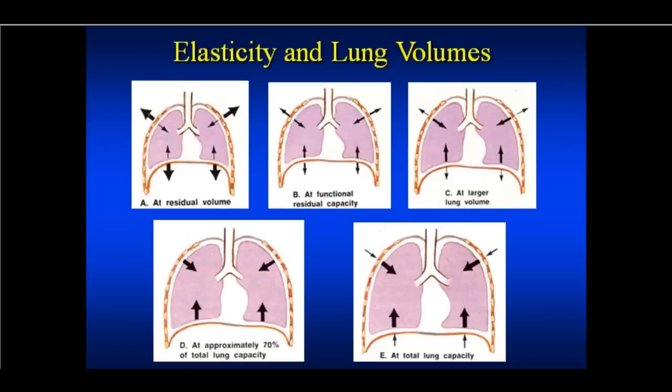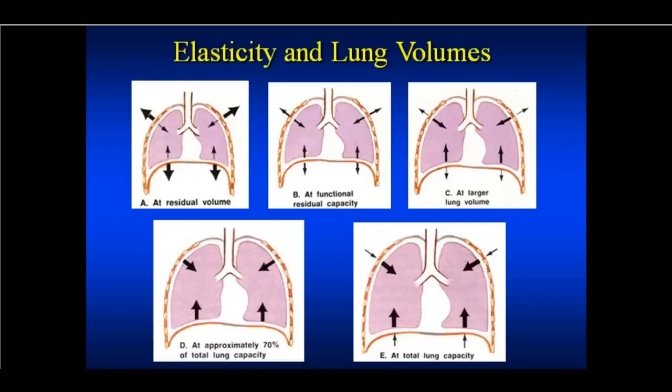At functional residual capacity, the forces are perfectly balanced. And when you think about lung function testing, and you want a starting point somewhere, because we breathe cyclically, start at the FRC. No flow, all the forces are balanced. That's kind of your starting point. It's a good starting point when you want to think about lung pathophysiology. Think of the FRC as the golden point.